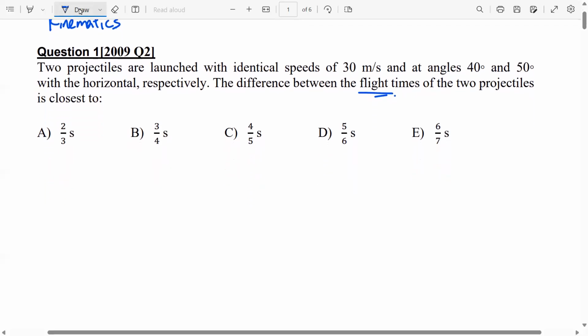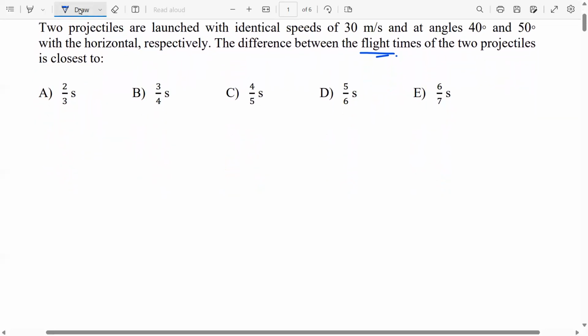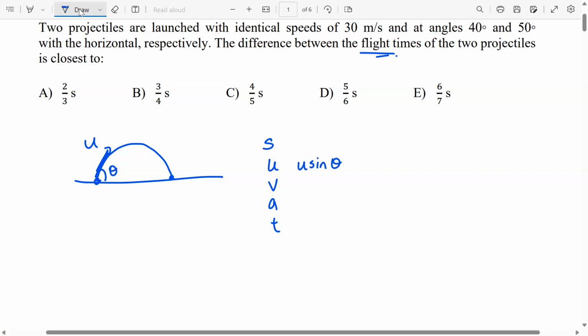Now, we can actually derive a generic formula for the time of flight. The time of flight is defined as the time it takes from this point all the way to this point. Using SUVAT, let the initial speed be U. So the vertical component will be U sine theta, where theta is the angle to the horizontal. The final vertical displacement will be 0 because it comes back to the original spot. We look at the vertical direction, and if we take upwards positive, the acceleration will be negative g. g is 9.81. We're supposed to find the time.